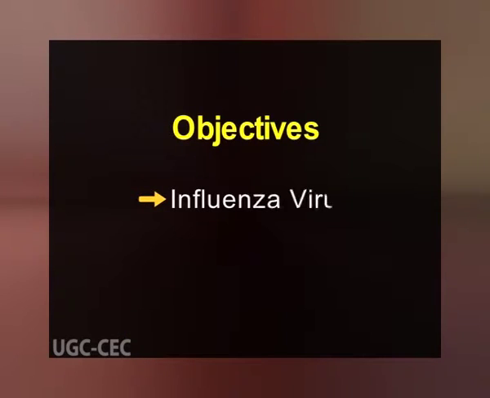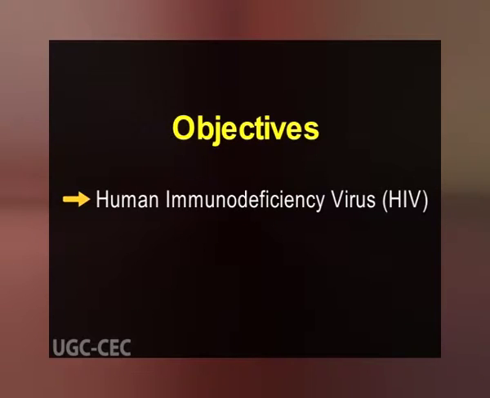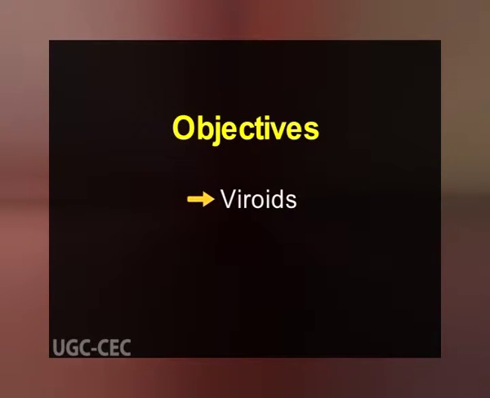First one is influenza virus. Second one is human immunodeficiency virus, that is HIV. Third one is viroids. Fourth one is prions. And fifth one is virusoids.